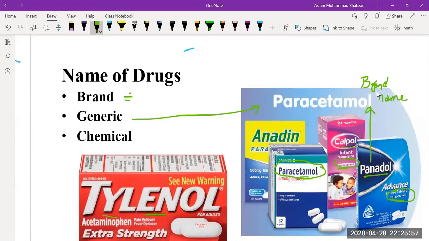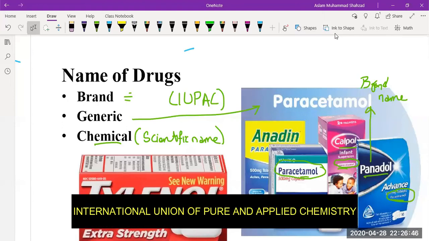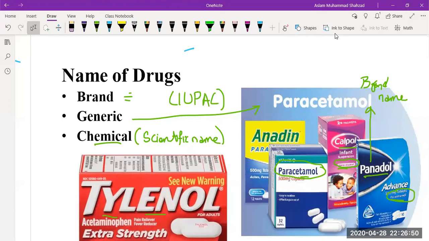Then last we have the chemical name. The chemical name is actually the scientific name of the drug given by IUPAC. What is IUPAC? IUPAC is the International Union of Pure and Applied Chemistry, which is responsible for giving the scientific name of the drug. So in the case of paracetamol, here you can see the name acetaminophen. This name is the chemical name.